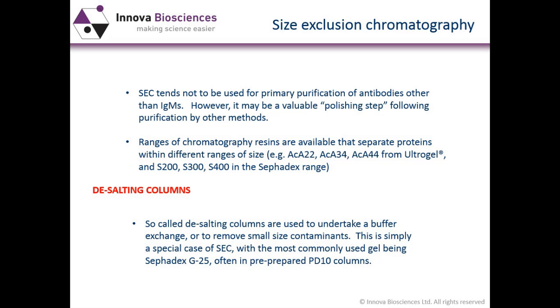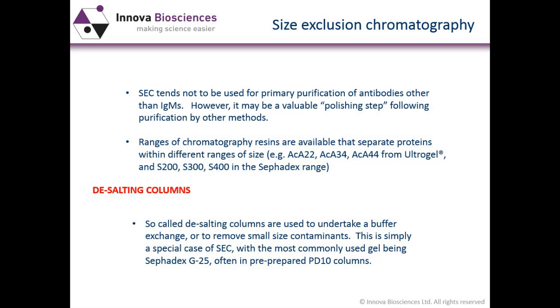You tend not to use size exclusion chromatography for primary purification of antibodies, other than perhaps for IgMs, which you may be familiar with as being pentameric forms of IgG. In effect, they're very large molecules, around about 900 kilodaltons. And size exclusion chromatography, often in combination with ammonium sulfate precipitation, may be used for IgM purification.